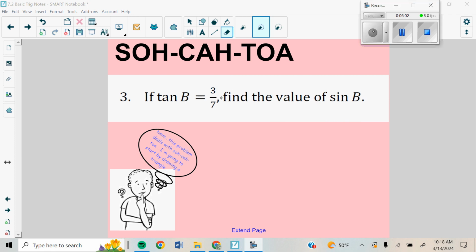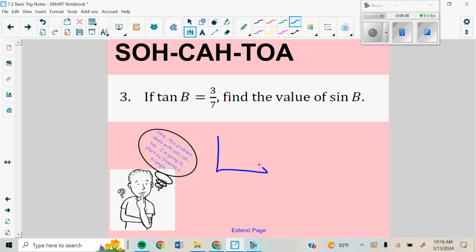All right, so that brings us to problem 3. It's a new triangle, and I'm just going to put a B down here, and we're given our tangent. So this is the opposite over the adjacent. It means my opposite is 3, and my adjacent is going to be 7. Go ahead and pause it here and do Pythagorean theorem to find our hypotenuse, because we're going to need that to find our sine.